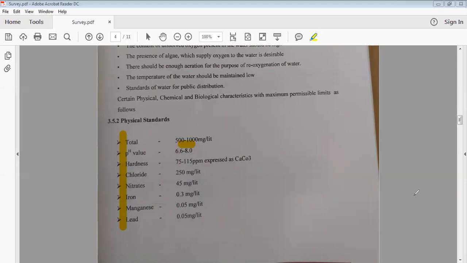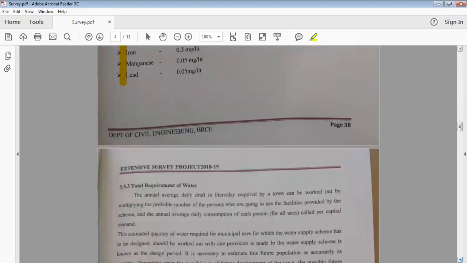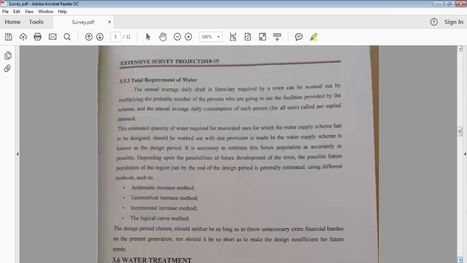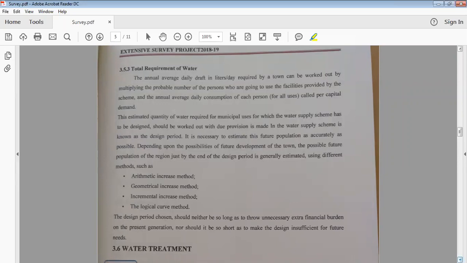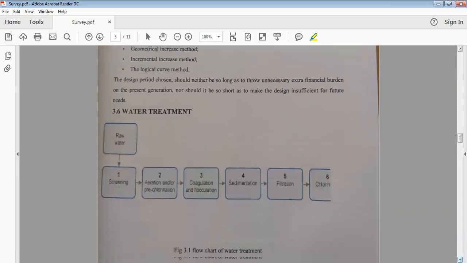So next, moving to this, there comes the total requirement of water. We calculate this knowing population and demand. We go for knowing the water requirement. Okay. So we can use these four methods. Actually, they did using all these things and they used the geometric method to calculate. Okay. So this is your treatment plan, which they planned well.